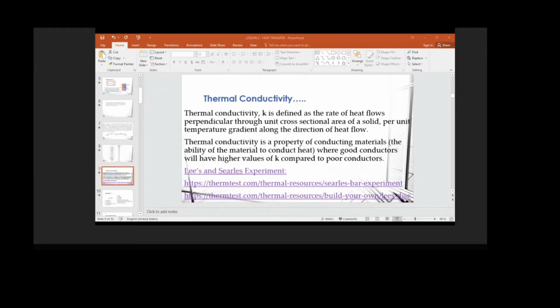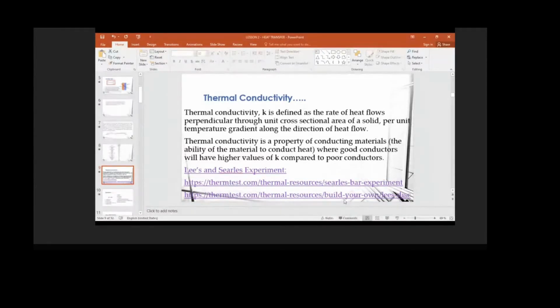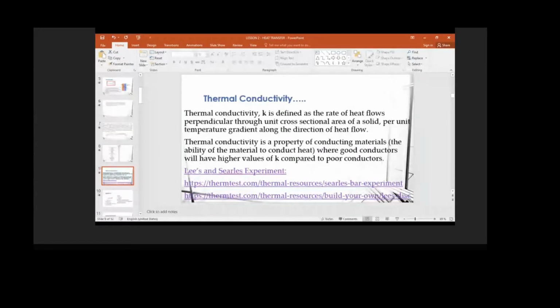Now, the two experiments are Lee's experiment and Searle's experiment. These two links give you a broader description of the experiments. I'm going to share what happens with the link when you bring it up.